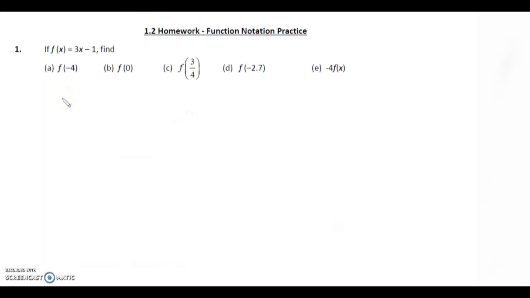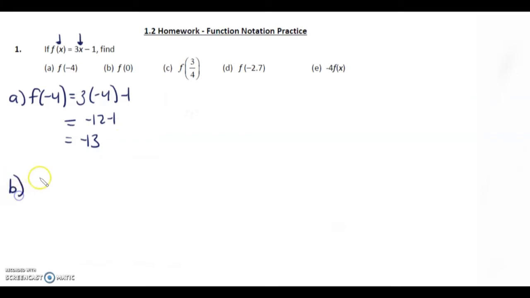Okay, 1.2 homework, function notation practice. So in number 1, we have if f at x equals 3x minus 1, then find a list of things to find, okay? So A wants us to find f at -4. So all we do is every single time we see an x, we sub in the -4. So 3 times -4 minus 1, I get -12 minus 1, I get -13.